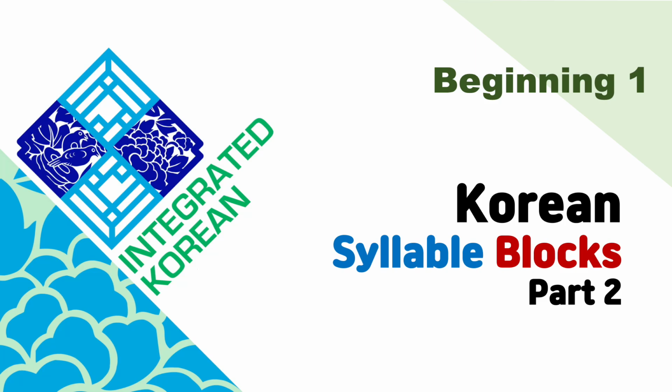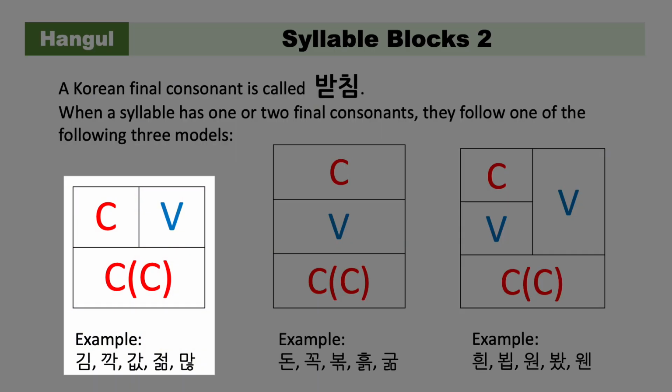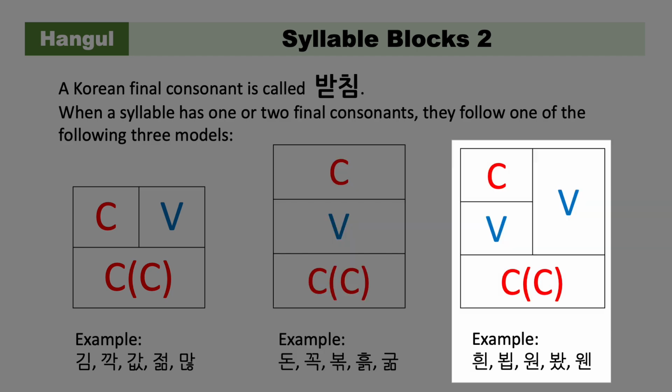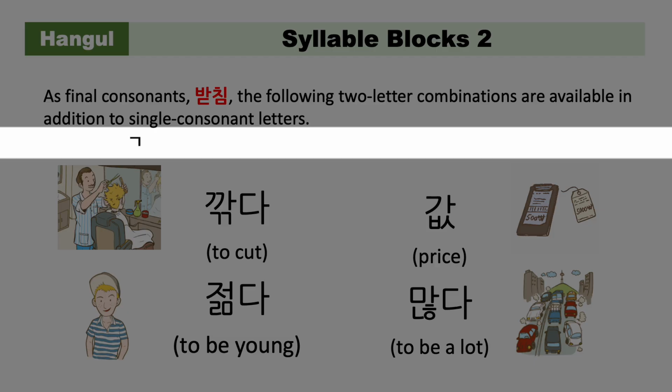Integrated Korean, Beginning 1, Syllable Blocks, Part 2. A Korean final consonant is called 받침. Remember, when a syllable has one or two final consonants, they follow one of the following three models. As final consonants, the following two-letter combinations are available, in addition to single consonant letters.